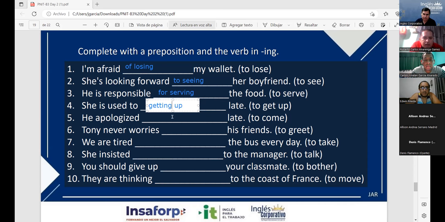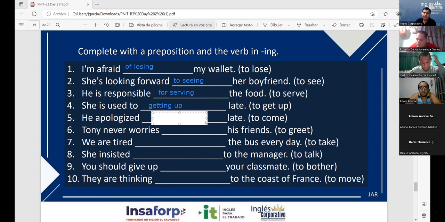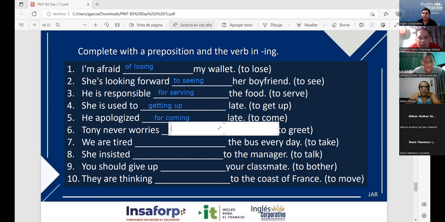Number 5. He apologized. Apologized. Se disculpó. He apologized for coming late. Coming late. How do you pronounce apologize? Teacher? Apologize. Es disculpar, va. Sí, disculparse. Y apologize for coming late.